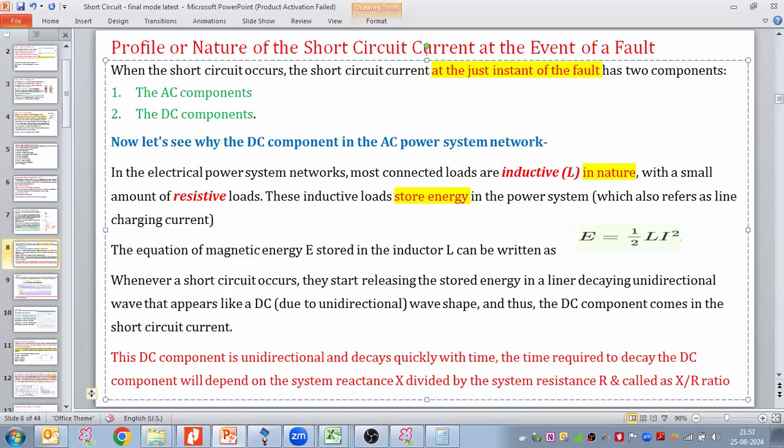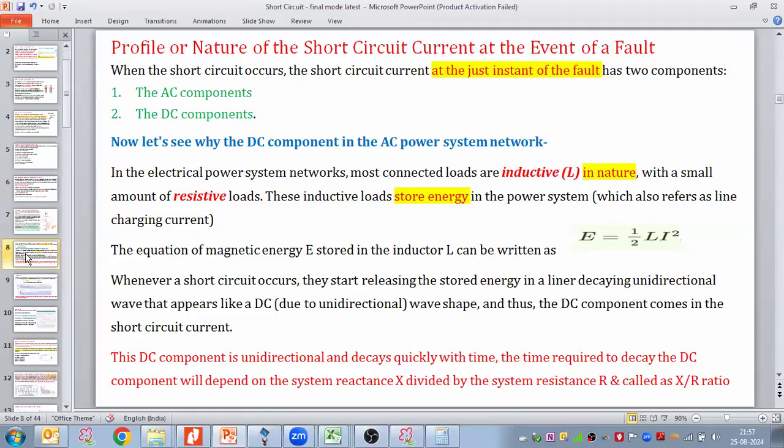It will depend on the system reactance X divided by the system resistance R, which is called the X by R ratio. If your X by R ratio is higher, you require higher time to decay the DC component, right? It means your peak current would be higher. Let us see a few examples with different X by R ratio. I hope everyone is clear about what the meaning of X by R is.